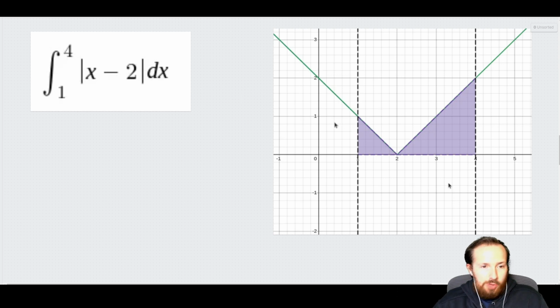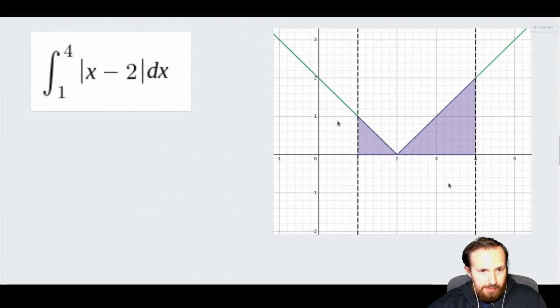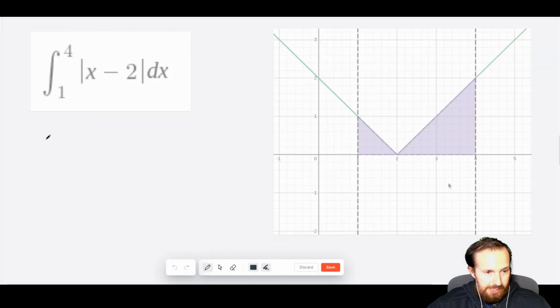But ideally, we'd also like a method besides geometric integration. The big issue here is, what do we do with the absolute value bars? That's the question we need to answer to be able to solve this purely by hand without graphing at all. To deal with this, remember the definition of the absolute value function, specifically the piecewise definition of the absolute value function.